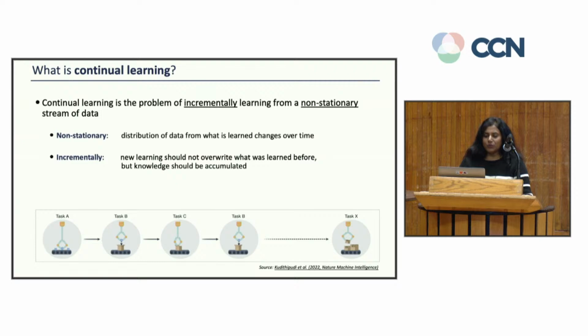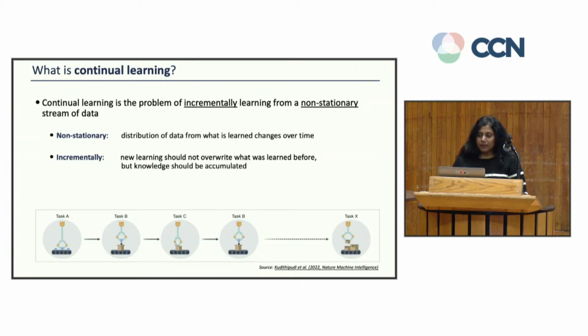So if we have to define it in simple terms, it's the problem of incrementally learning from a non-stationary stream of data. When we say non-stationary here, we mean the distribution of data from what is learned changes over time. And what we mean by incrementally in this context is that whatever new learning we are doing, for example, in this case, a new language or a new alphabet in Bengali, should not override what you have learned before, but knowledge should be accumulated.